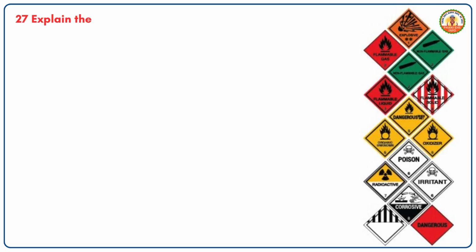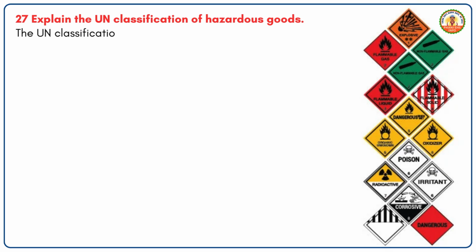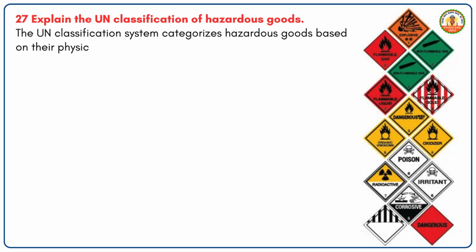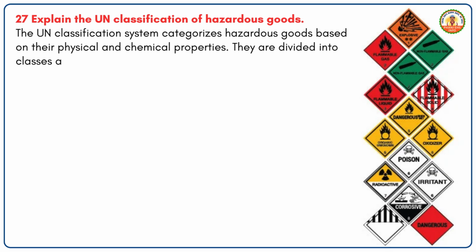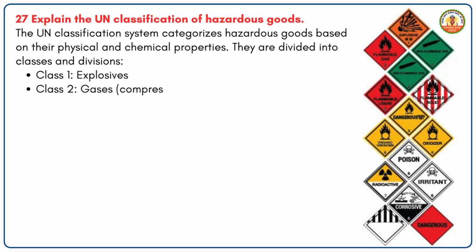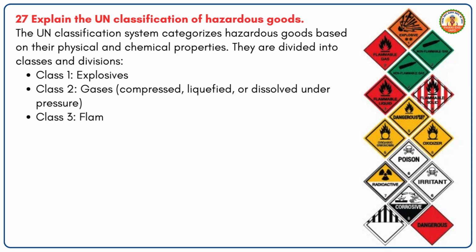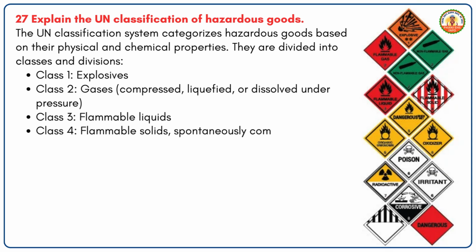27. Explain the UN classification of hazardous goods. The UN classification system categorizes hazardous goods based on their physical and chemical properties. They are divided into classes and divisions. Class 1 – Explosives. Class 2 – Gases, compressed, liquefied, or dissolved under pressure. Class 3 – Flammable liquids. Class 4 – Flammable solids, spontaneously combustible materials, and materials that, in contact with water, emit flammable gases.